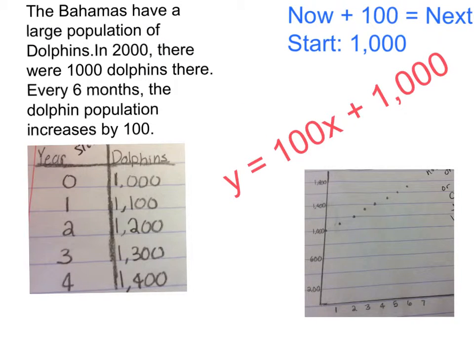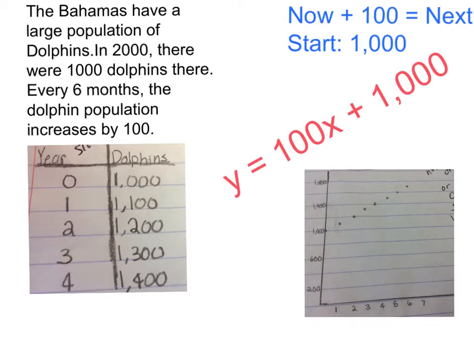Okay, now we're going to move on to our linear growth problem. The Bahamas have a large population of dolphins. In 2000, there were 1,000 dolphins there. Every 6 months, the dolphin population increases by 100. So this is linear growth, and the equation is y equals 100x plus 1,000.